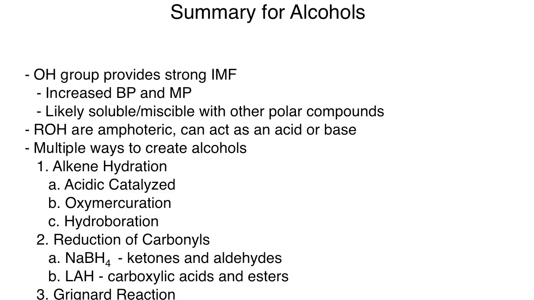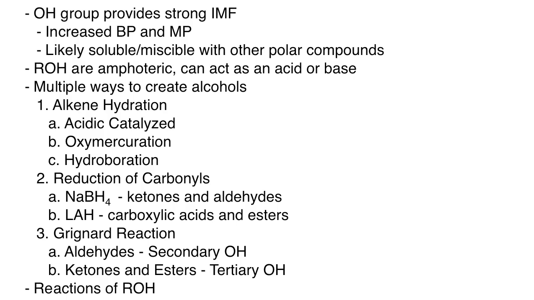So the first thing we discussed was that the OH group for an alcohol provides strong intermolecular forces with hydrogen bonding. That means that we would expect to see increased boiling points and melting points in comparison to other slightly more nonpolar compounds such as ethers. This also means that small-chained alcohols that don't have tons of hydrocarbon property to them are likely going to be soluble or miscible in other polar compounds like water. We know that alcohols are amphoteric, and this definition means that they can act as either an acid or a base depending on the medium that we put them in. So if we put them in with a strong acid, we'll expect to see them behave as a base, or if we put them in with a strong base, we'll expect to see them behaving as an acid.